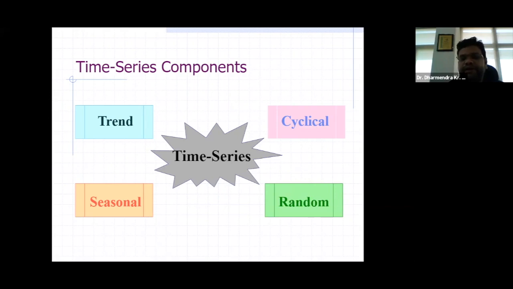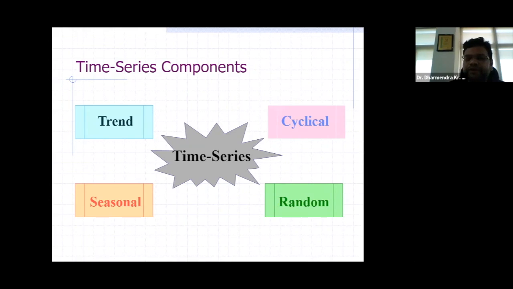Okay. Again, the third one is cyclic. Cyclic means it is a particular cycle, and this cycle is mostly within a period of 1 year. It will change from one point to another, and then it will repeat again. It means a business cycle. It has prosperity, then recession, then depression, then recovery, and then again prosperity. So this is called cyclic variation.